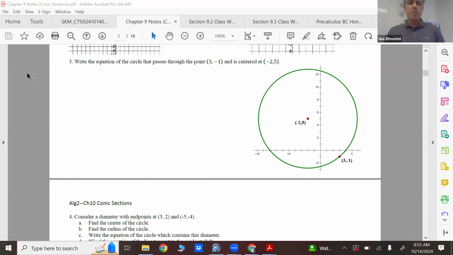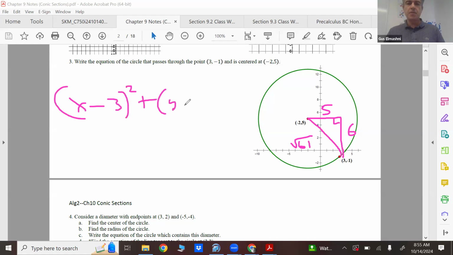Okay. Here, pretty easy. You don't have to use this formula. How far am I moving to the left to get from the center to a point on the circle? 5, right? How far am I moving down? 6. So it's √61. We're good there? That's what the center is. Oh, sorry. It happens when you're on autopilot. You miss things like that. Okay, we're good? Okay, cool.